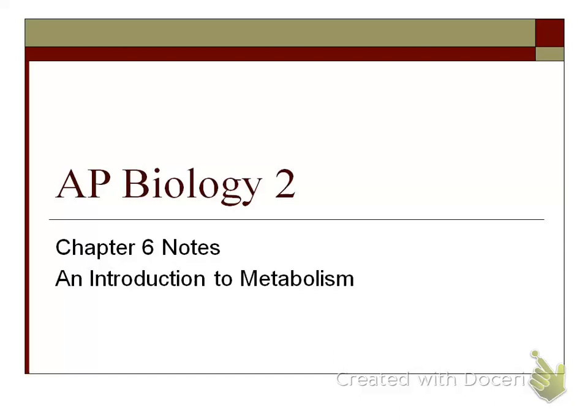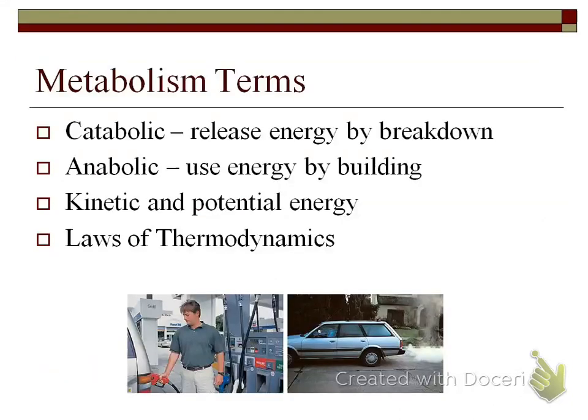Okay, so chapter 6, again, is all about metabolism and how you take food sources and break them down into energy. A couple of the terms that you need to know. First off, catabolic means basically to release energy by breaking down, whereas anabolic means using energy by building. So these are what's called antonyms, right? Catabolic means to break down, and then anabolic, you're actually using the energy to start building up.